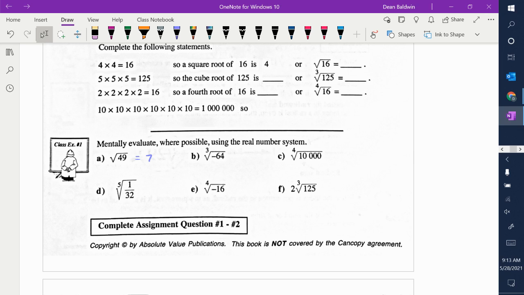Let's do all the even ones. Can you do E? No, because it's an even number there, right? So, nope.